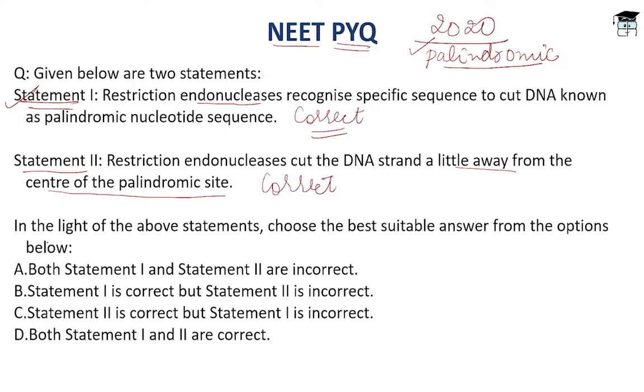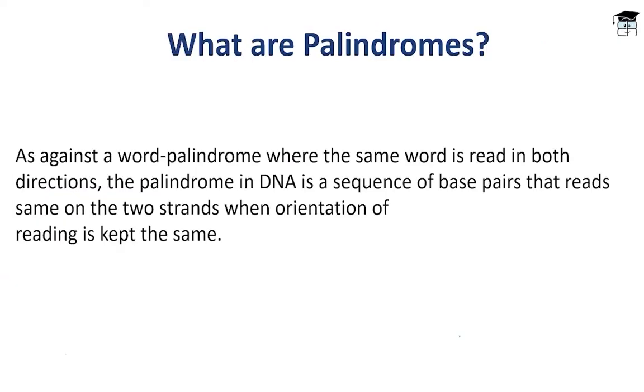Now, in the light of the above statements, choose the best suitable answer from the options below. Both statement 1 and 2 are incorrect? No. Statement 1 is correct, but statement 2 is incorrect? No. Statement 2 is correct, but statement 1 is incorrect? No. Both statement 1 and 2 are correct? Yes. So the answer to this previous year question is D. Understood? Now students, as I said before, we will discuss palindromes in detail.